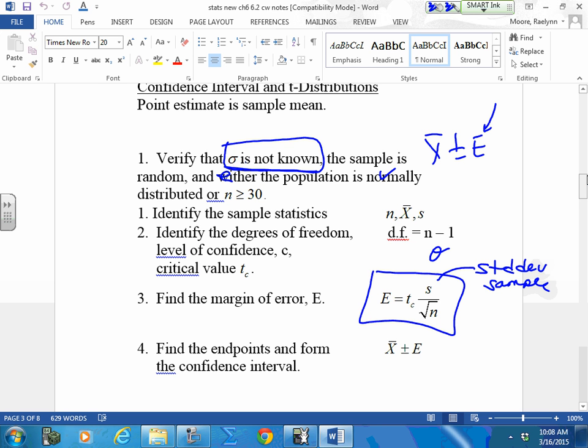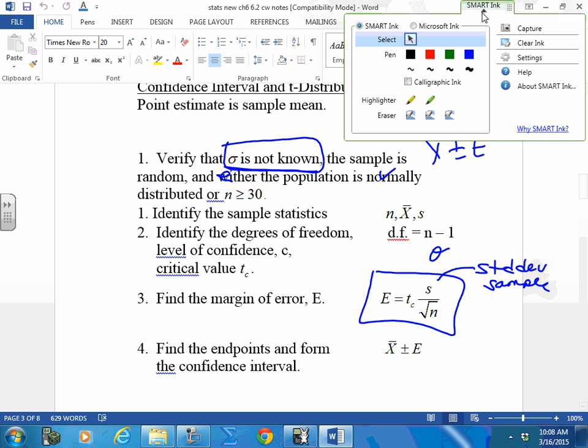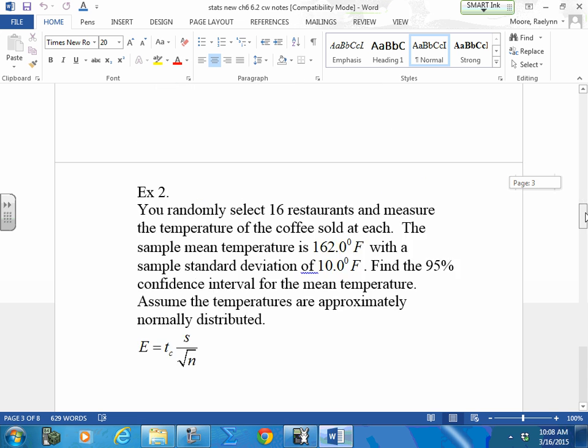How do we get that? It'll tell us that. It'll give us that. You know how it used to give you your population standard deviation? It now gives you your sample standard deviation. Alright. Okay.